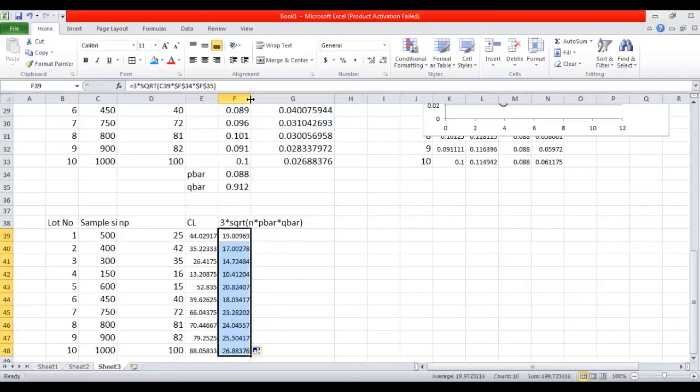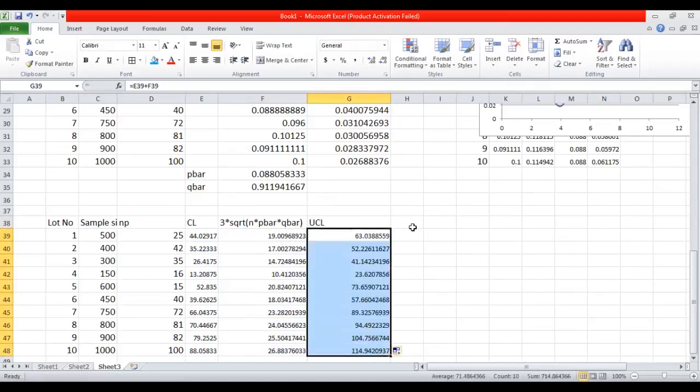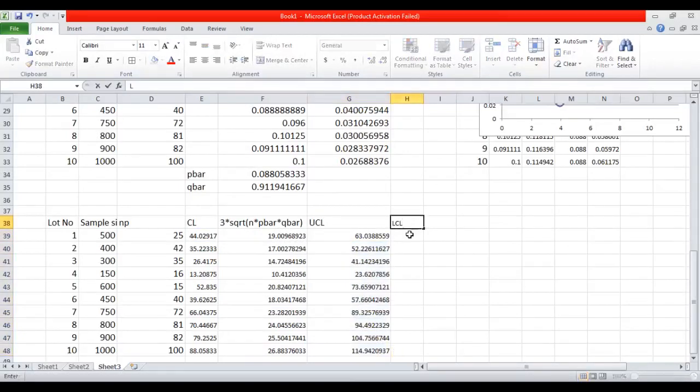Now coming to the UCL. So what is the UCL actually? N into P bar, which is nothing but the CL value, N into P bar plus 3 into square root of this value. So this will give you the UCLs. So drag the values, we get all UCLs. Similarly, LCL means N into P bar, that is the CL value, minus this value. We get the different LCL values.